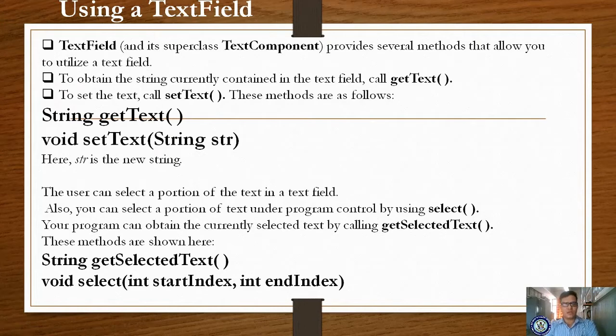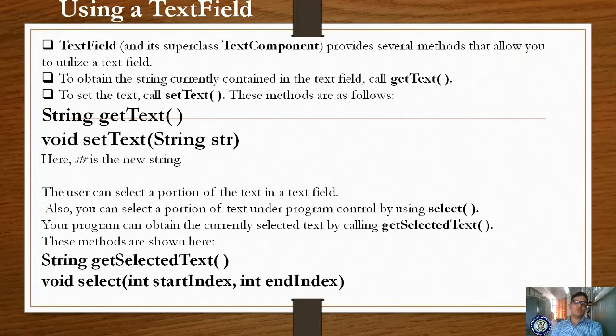Text field and its superclass text component provide several methods that allow you to utilize text field. So this text field consists of several methods. Let us see what those methods are. To obtain the string currently contained in the text field, call getText. By using this getText method, you can access the value in that text field.